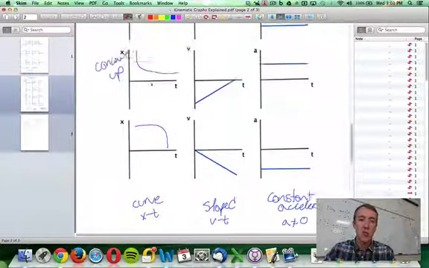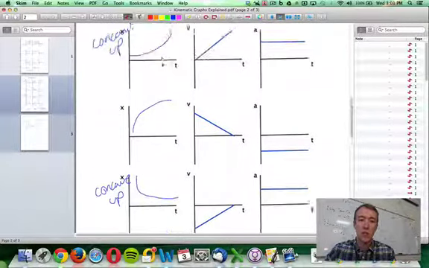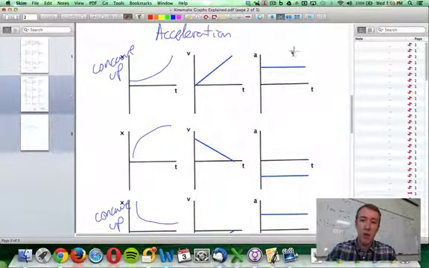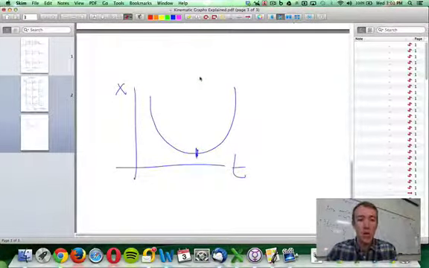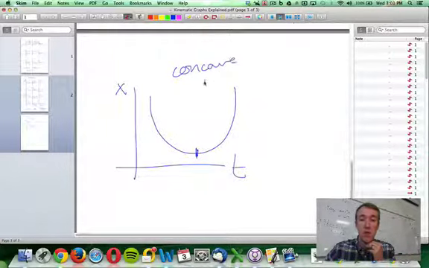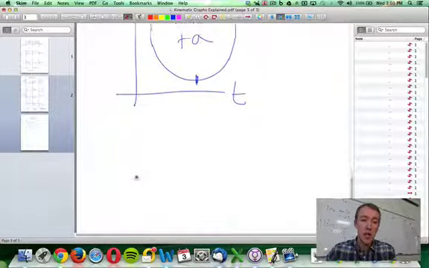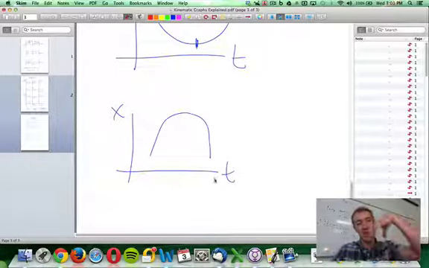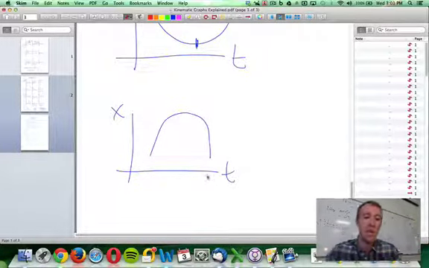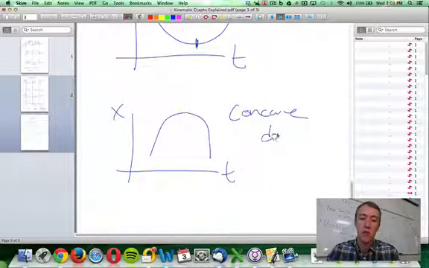What do you notice about these concave up ones? They both have positive acceleration. This one also has positive acceleration. So if you have a position time graph that part of it is concave up, that's going to have a positive acceleration. Now there's another type too. If you have a position time graph, it could be concave down. I remember this. Concave down makes a frowny face. Concave down, frown.